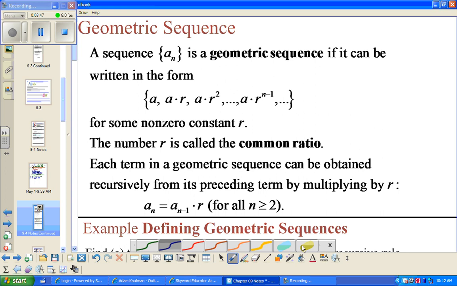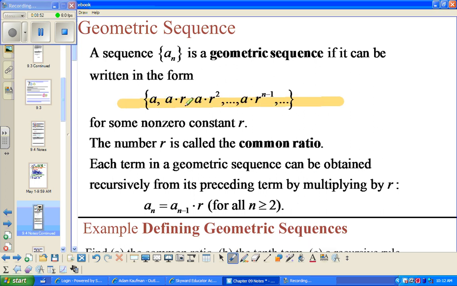If you look back at your notes, your geometric sequence came in this form. You start with a number, and then you multiply by some value r, and then you take that same number and you multiply by r squared, and so on and so forth. Well, that r term is called the common ratio. When you keep multiplying the previous term by that same number called the common ratio, it's a geometric sequence. It looks like this form.